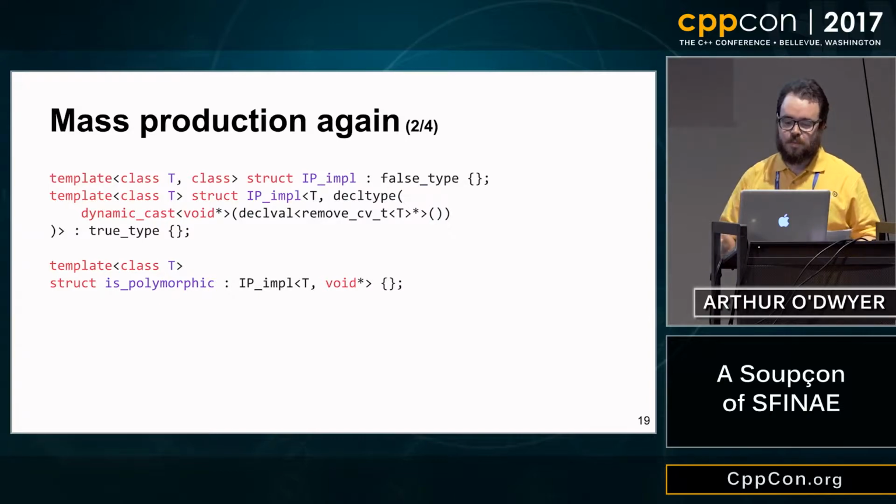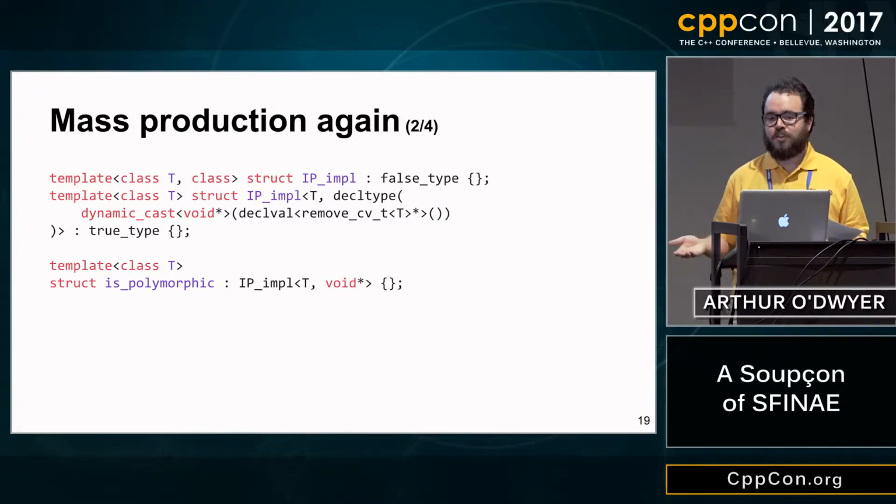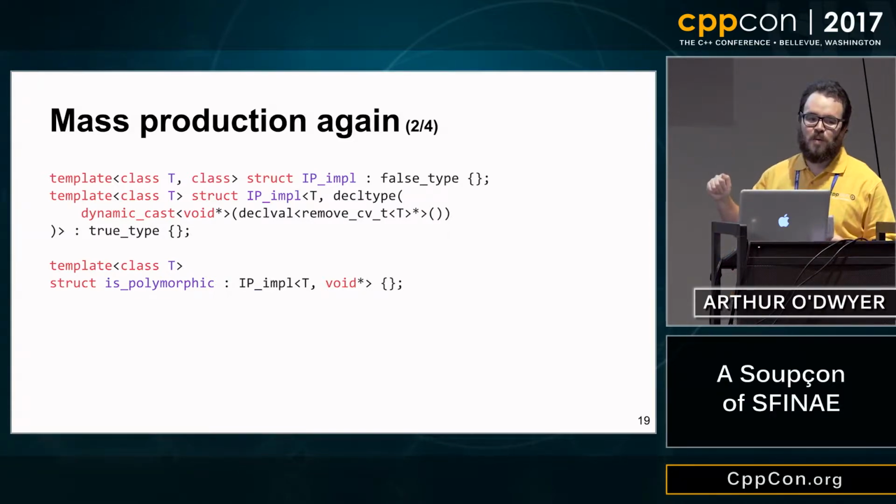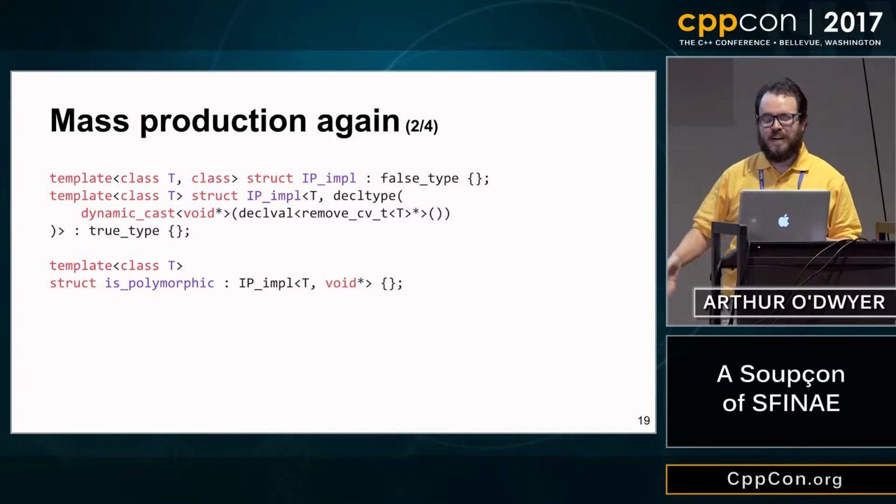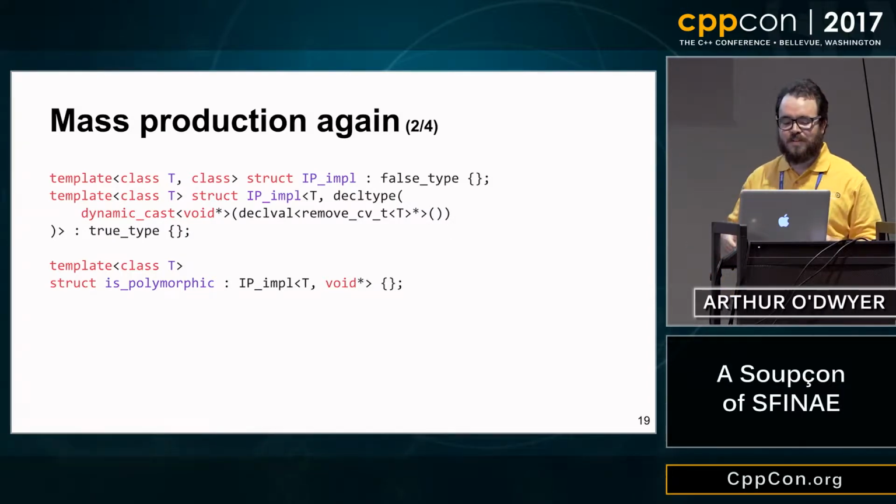I could stamp out is_polymorphic. A type is polymorphic if and only if dynamic_cast works on it. So that's how you tell if something's polymorphic. You just try to dynamic cast it. But you do it in a way where when it fails, you don't get a compiler error. You just get false type. You get the base template.